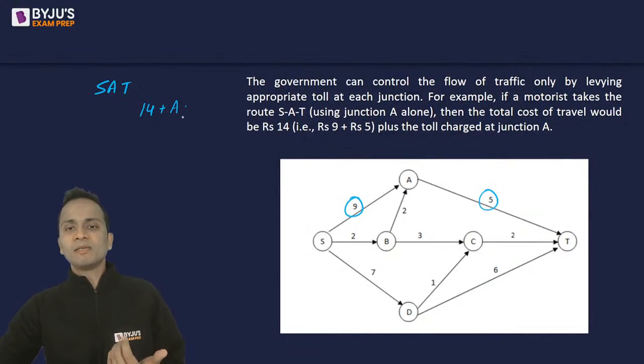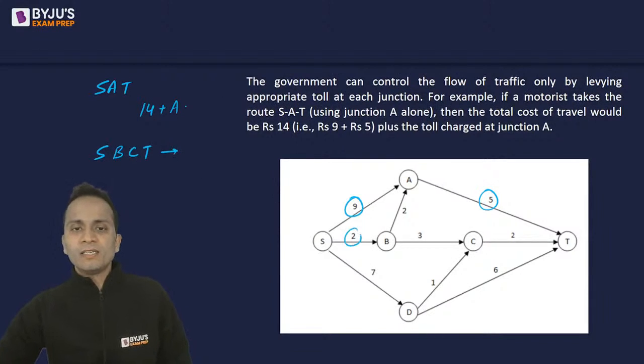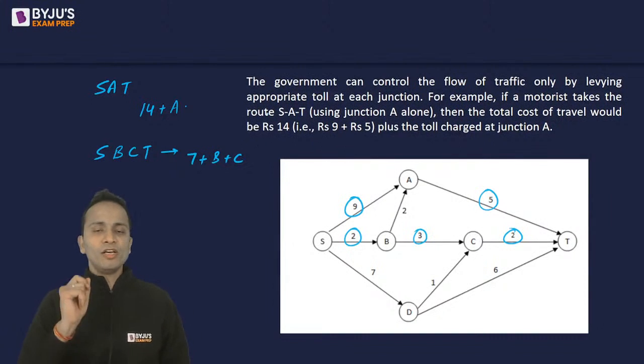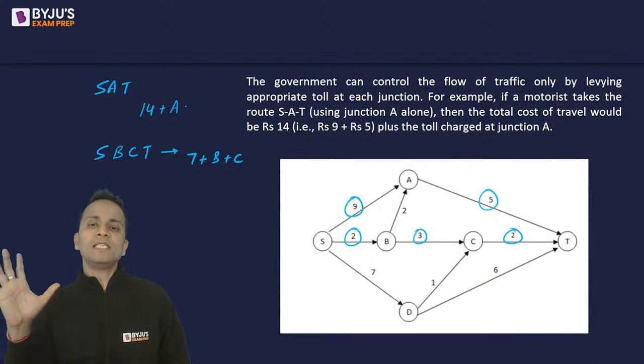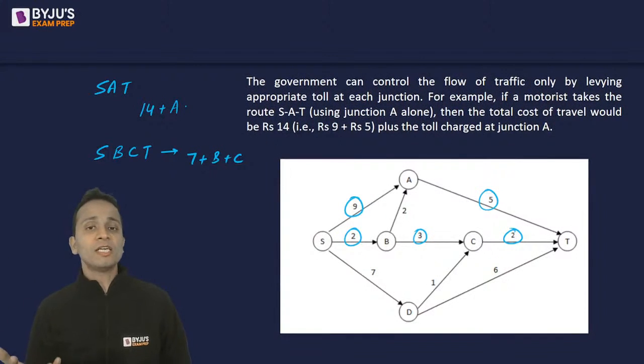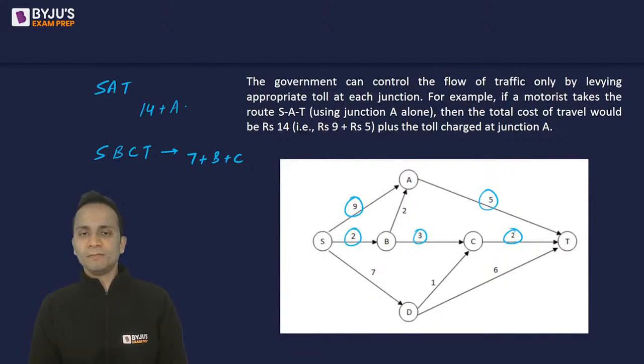All right. Similarly, if the traffic is flowing through the route SBCT, so SBCT, 3 plus 2, so 2 plus 3 plus 2, it is 7. 7 plus toll at B plus toll at C. So this will be the total cost of travel in the route SBCT. Likewise, there are different routes and they will have different costs depending upon the values of the toll at A, B, C and D. Right?